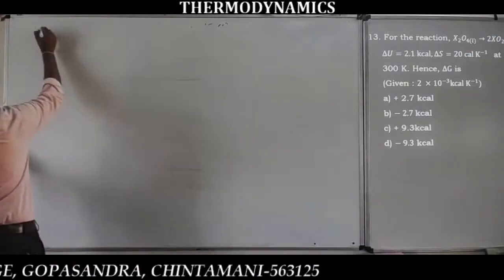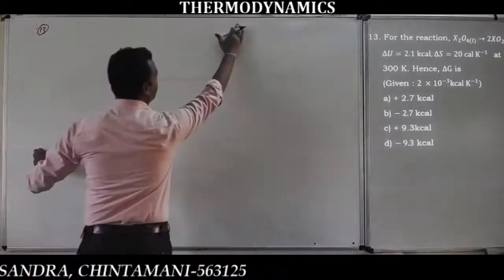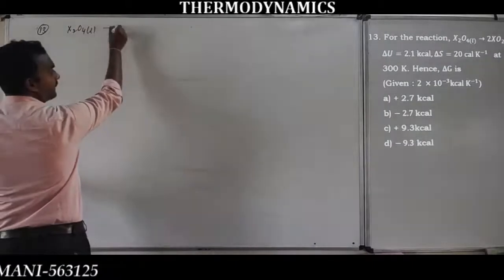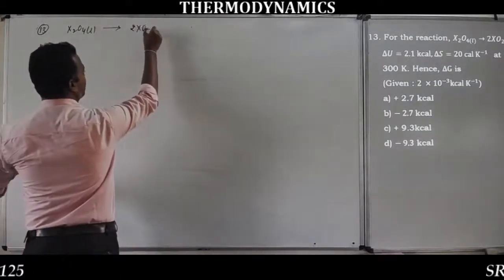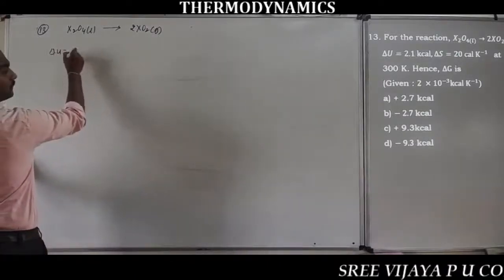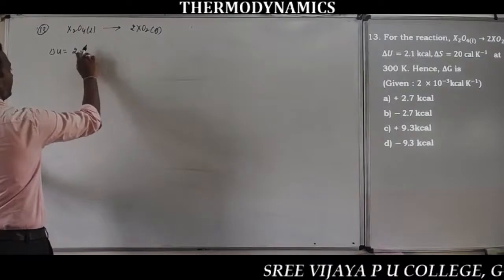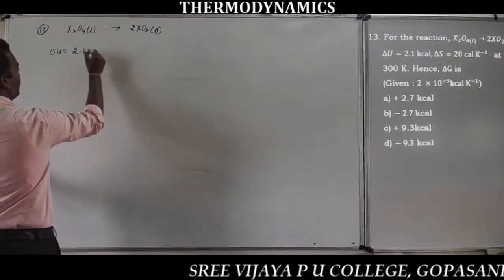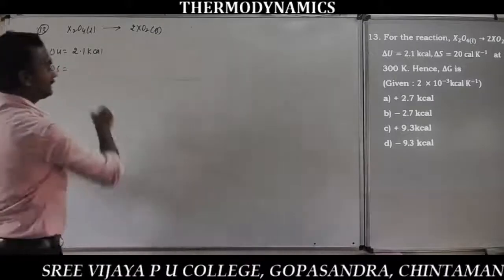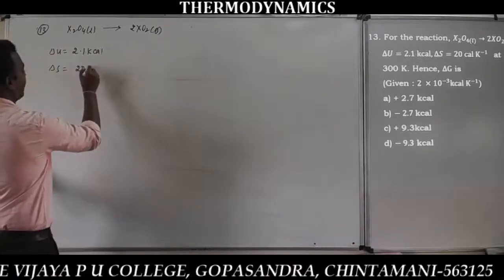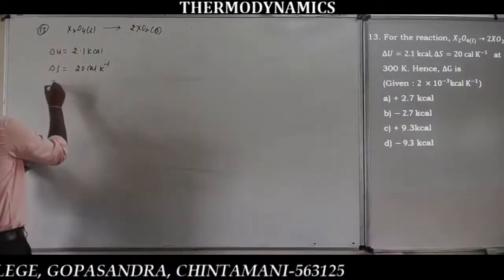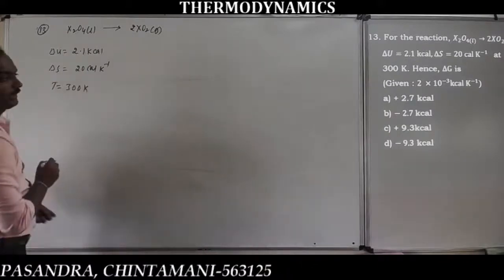Question number 13. You are given that H2O4 liquid is converted into 2NO2 gaseous. They have given that delta U is equal to 2.1 kilocalorie, and delta S, change in entropy, is 20 calorie per Kelvin, and one more at 300 Kelvin, that is T is equal to 300 Kelvin. What do you have to calculate?